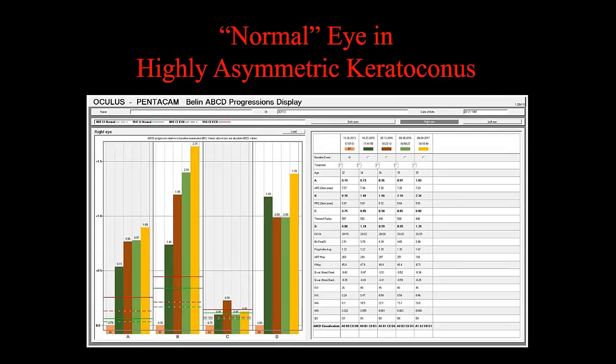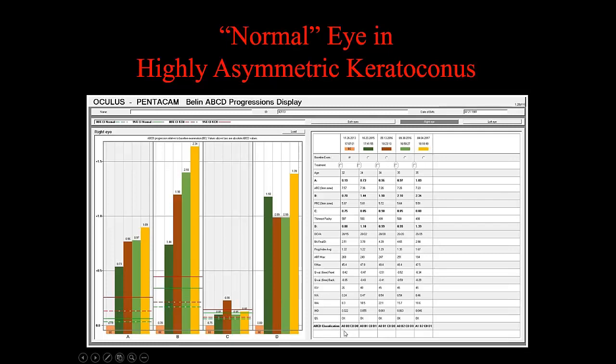This is the example that I think in itself should speak for the validity of this display and the importance of the ABCD classification. This is a patient that many of us who cross-link, this is a so-called, I don't want to call it normal, but call it an eye with completely normal vision, and the patient thought to have highly asymmetric keratoconus. This is the normal eye.